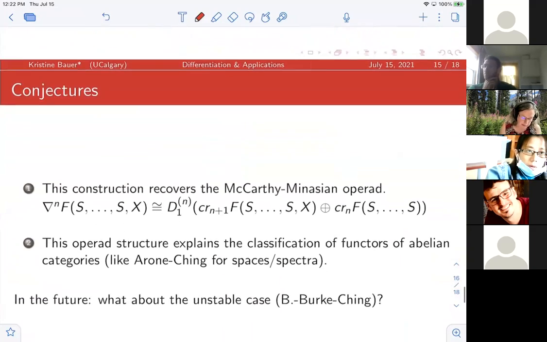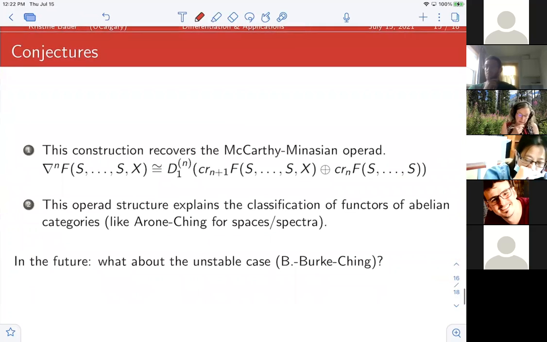All right, and then just to sum up, we hope that this construction recovers the McCarthy-Manasian operad that I showed you before. And then we're hoping that it does quite a bit more, actually. The operad that I told you that Michael Ching had discovered on the derivatives of the identity functor is actually a very powerful operad.